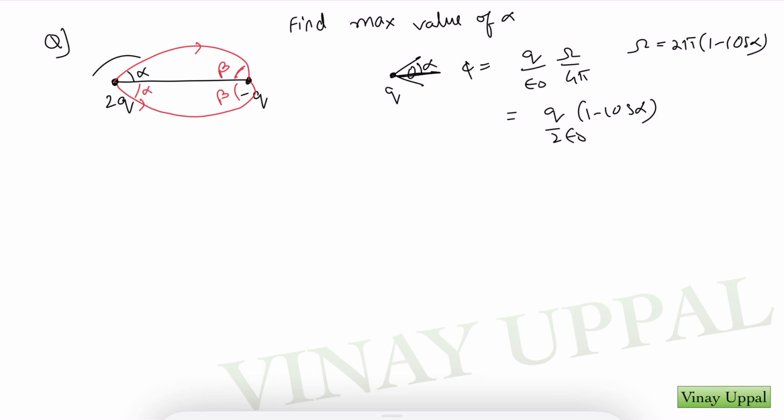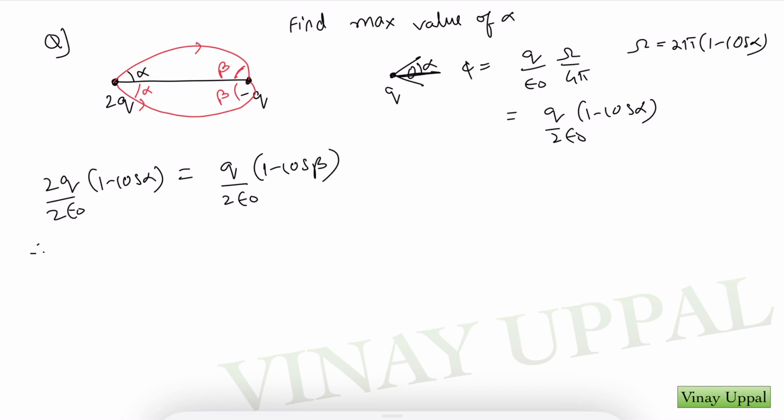So coming to this question, the flux emitted by 2q would be 2q by 2 epsilon naught into 1 minus cos alpha, which should be equal to the flux entering minus q. The magnitude of the flux would be q by 2 epsilon naught into 1 minus cos beta. So therefore I'll have 1 minus cos alpha is (1 minus cos beta) by 2.